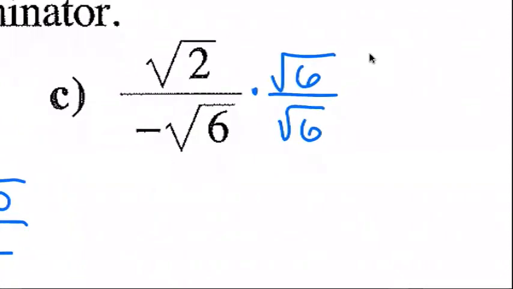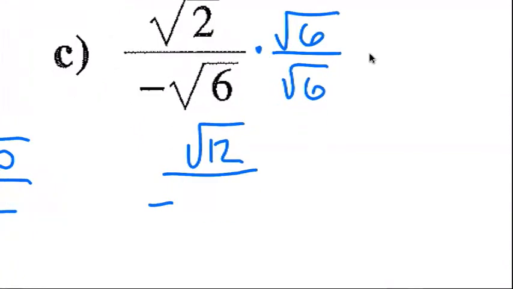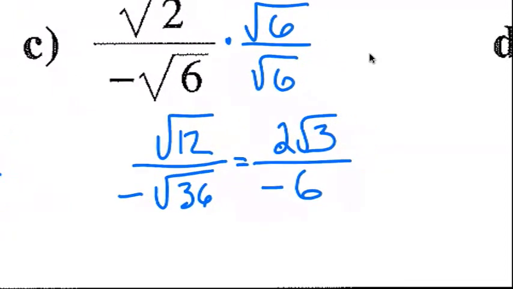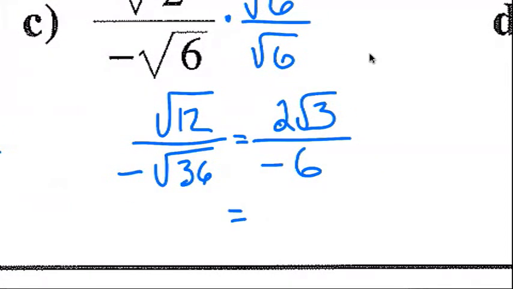This leads us to square root 12 on the top over negative square root 36. Well, square root 12 simplifies to 2 root 3. 2 times 2 is 4 times 3 is 12. So you have to simplify. Square root of 36 is 6, so this is -6. And then, of course, the 2 and the 6 reduce. Square root 3 over -3.